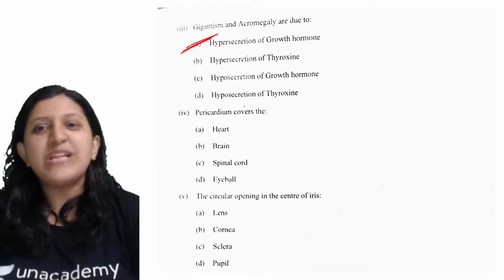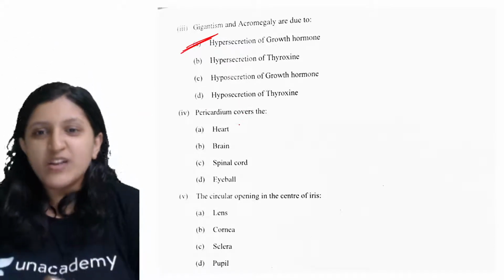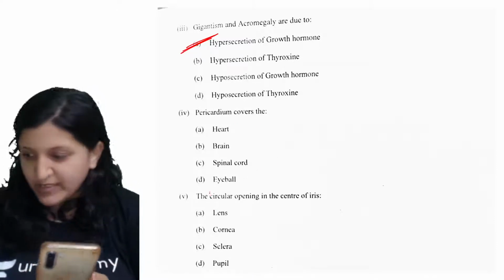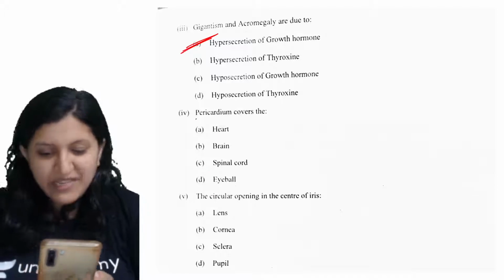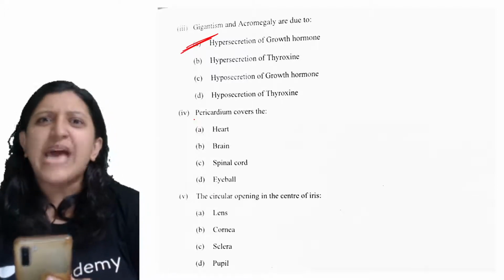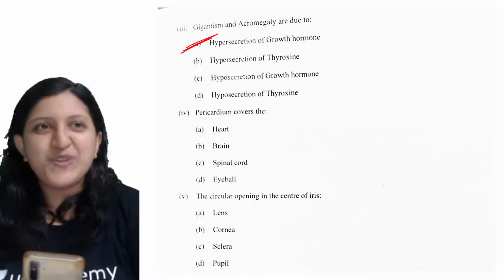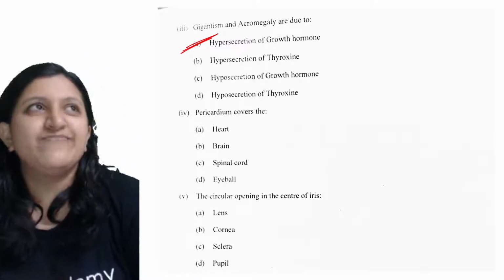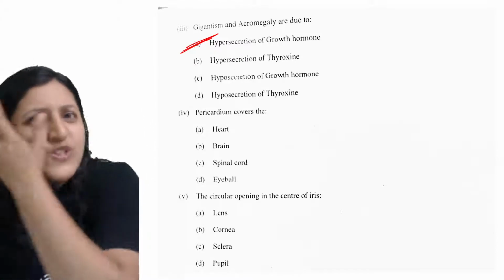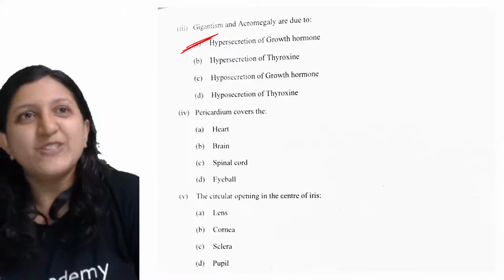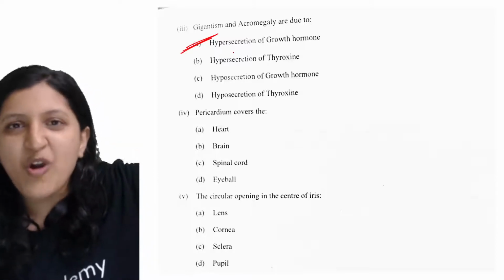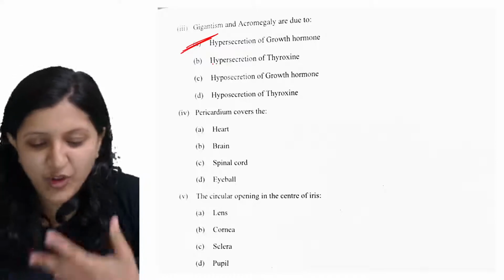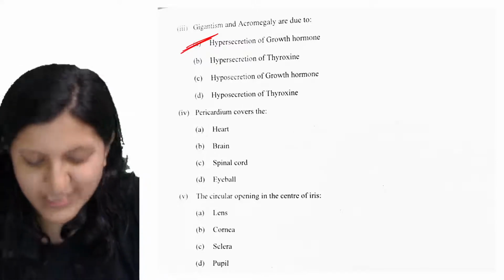Okay, so let's see this one. Pericardium covers: heart, brain, spinal cord, or the eyeball. Which is the one? Expected marks 40 out of 40. Yes, it was actually a very easy paper. You can expect that, but usually you won't. Anyway, you can also get 40 out of 40, it is possible, so you need to write. They'll try one point or another to cut the marks. Otherwise many have got 40 out of 40. Yeah, so this is heart.